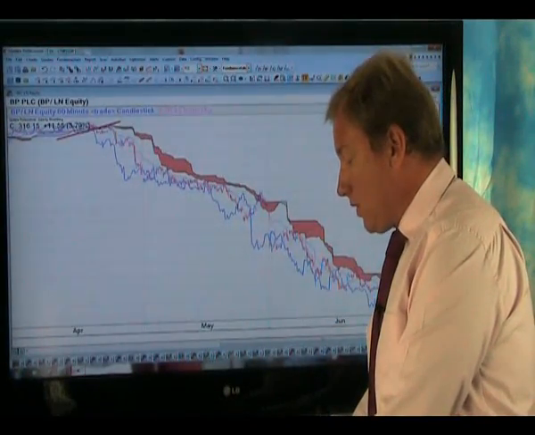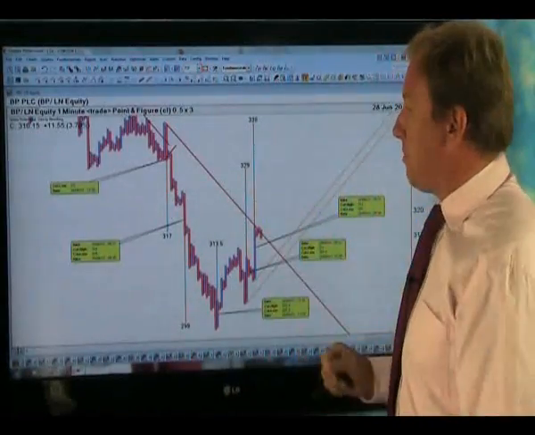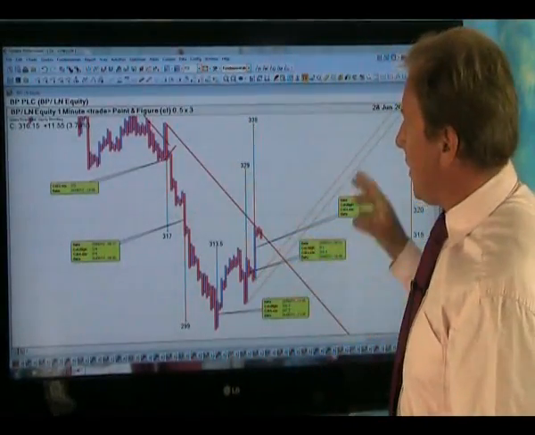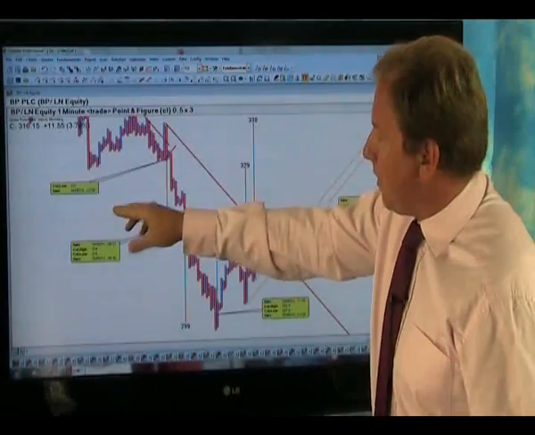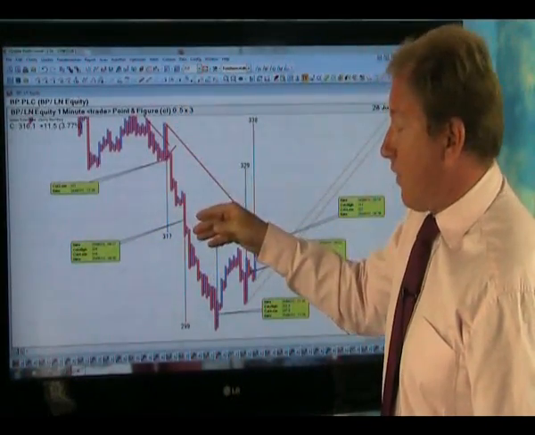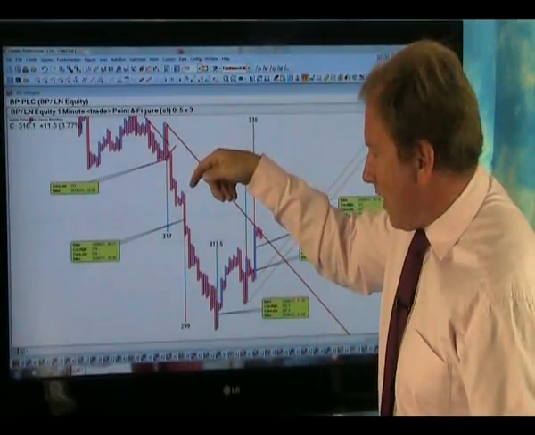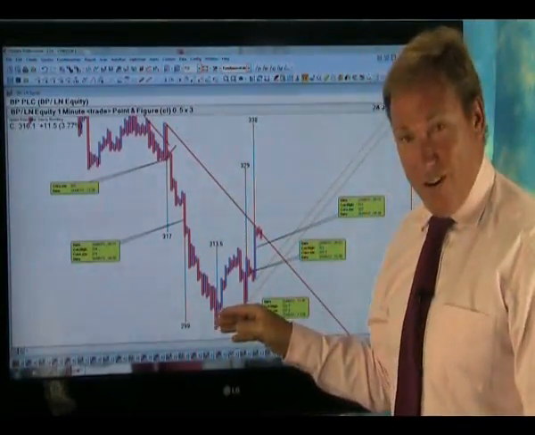And of course, if you're trading BP shorter term, the 1 minute point and figure chart is really the place to go. This is just showing you how it looked last week. Here we were on Thursday, we had a downside target of 317. That was met on Friday. We had a new downside target of 299 on Friday morning. That was met very quickly in the morning.